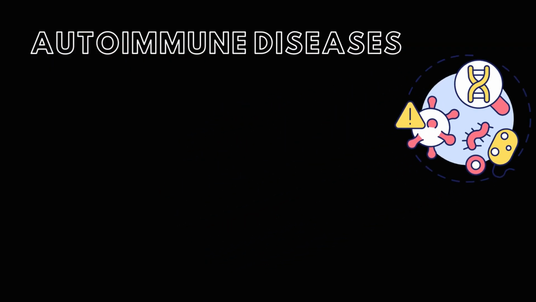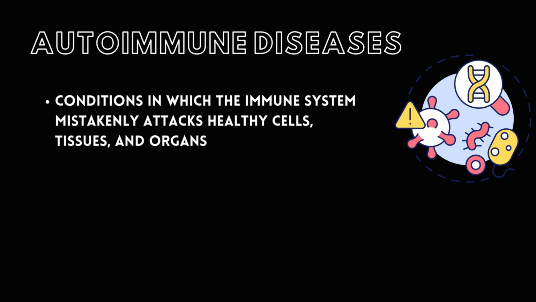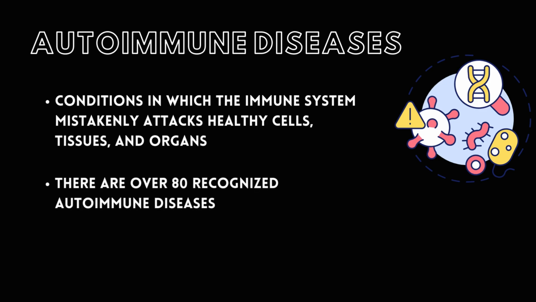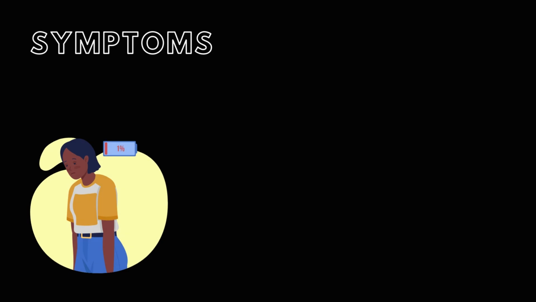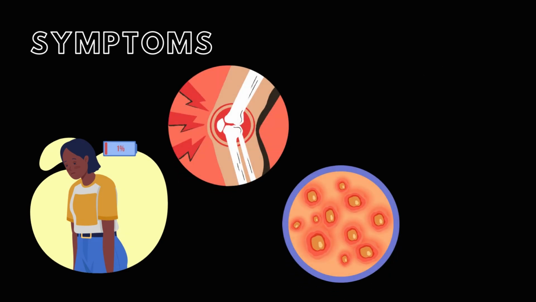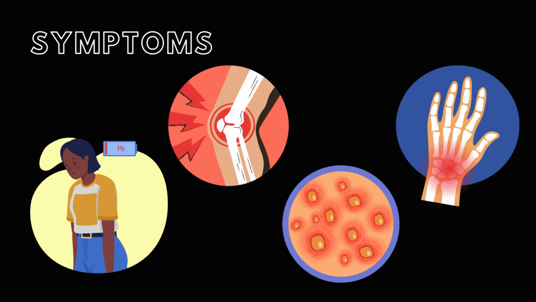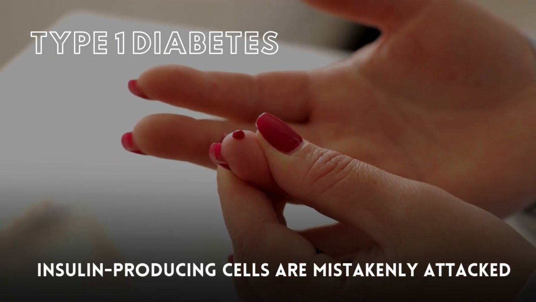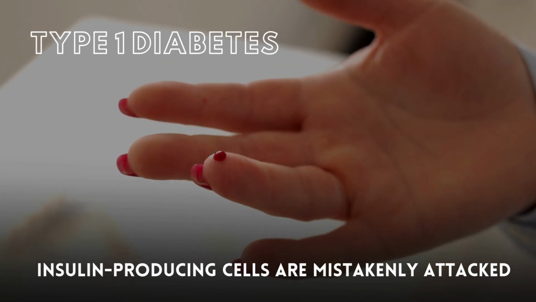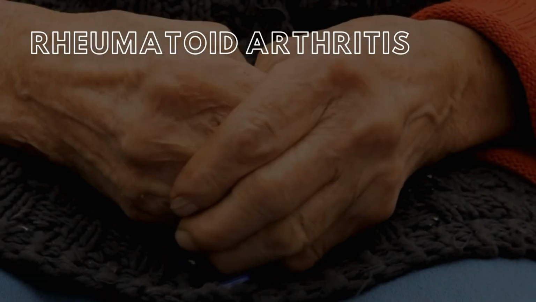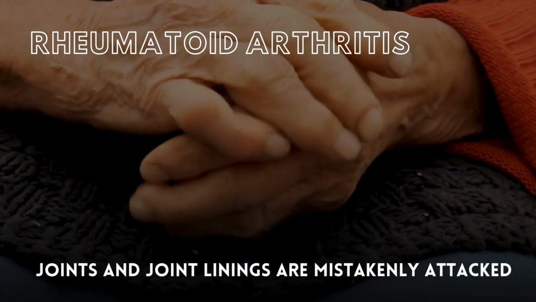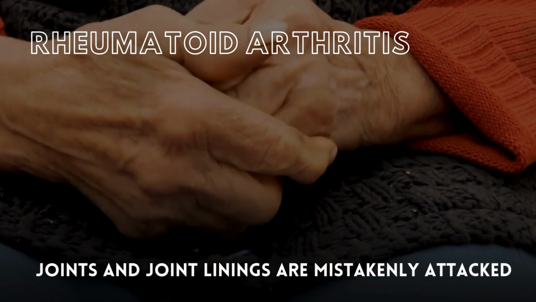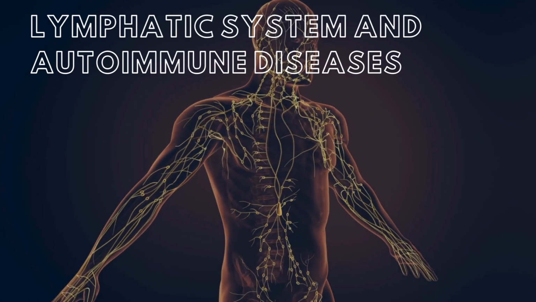Autoimmune diseases are conditions in which the immune system mistakenly attacks healthy cells. With over 80 recognized types, these diseases can present with symptoms such as fatigue, joint pain, rashes, and inflammation. Let's quickly look at two specific and well-known autoimmune diseases. Type 1 diabetes. The immune system attacks insulin-producing cells in the pancreas, preventing glucose absorption. Rheumatoid arthritis. The immune system attacks joints and their linings, causing inflammation and bone loss.